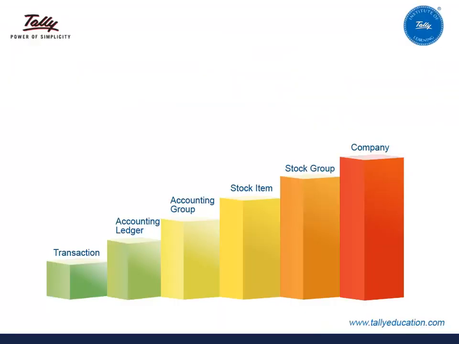In Tally ERP9, we can define the GST details at different levels. The order in which Tally considers the GST rate for calculation is: if the tax rates are defined at the transaction level, then it will not search for tax rates in other levels and it considers the tax rates defined in the transaction level. If the tax rates are not defined at the transaction level, next it will search at accounting ledger level. Similarly, if the tax rates are not defined in any of these levels, such as transaction, ledger, accounting group, stock item, stock group, then Tally considers the rate defined in the company level.